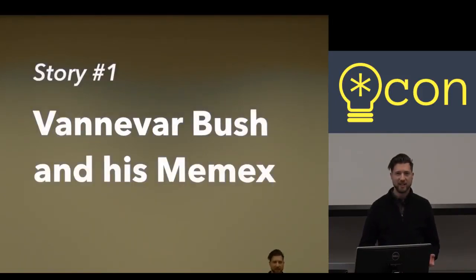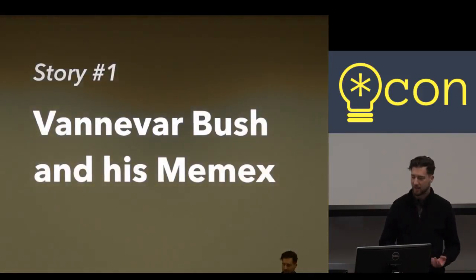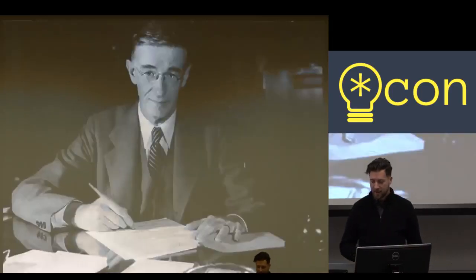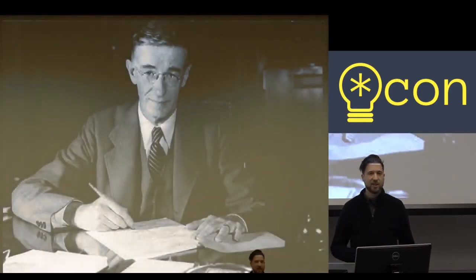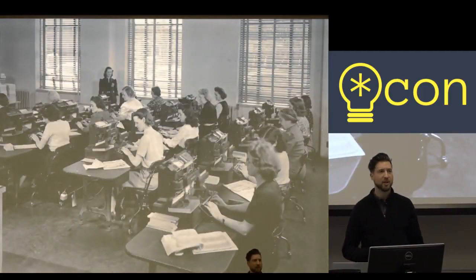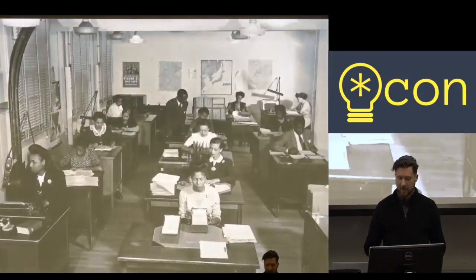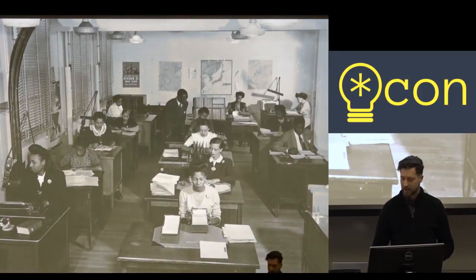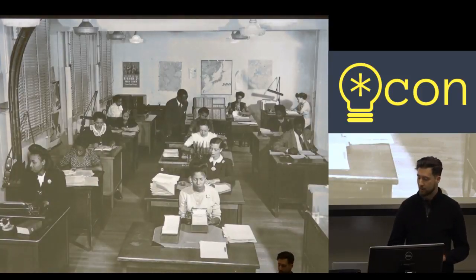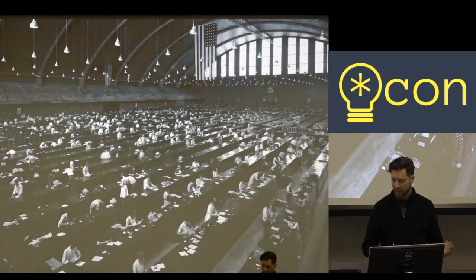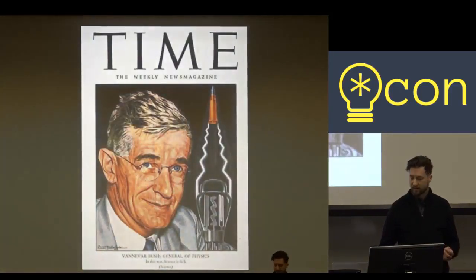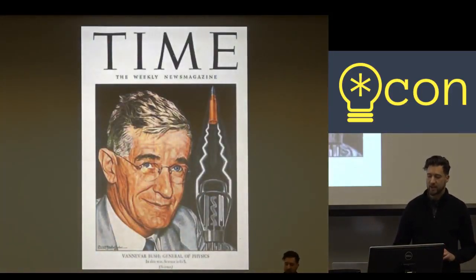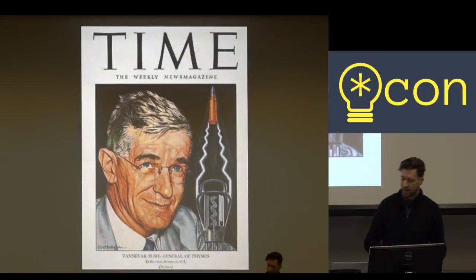So our first story is Vannevar Bush, and he built something called the Memex, so I'm going to talk about that now. Vannevar Bush had a problem. He was drowning in paper. During World War II, there was an explosion in bureaucracies, and paper was flying around everywhere. There were more reports and correspondence being produced than ever before. Information was everywhere.